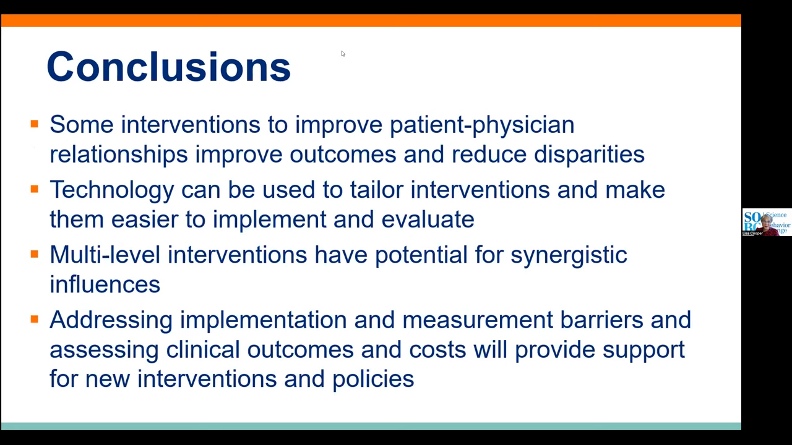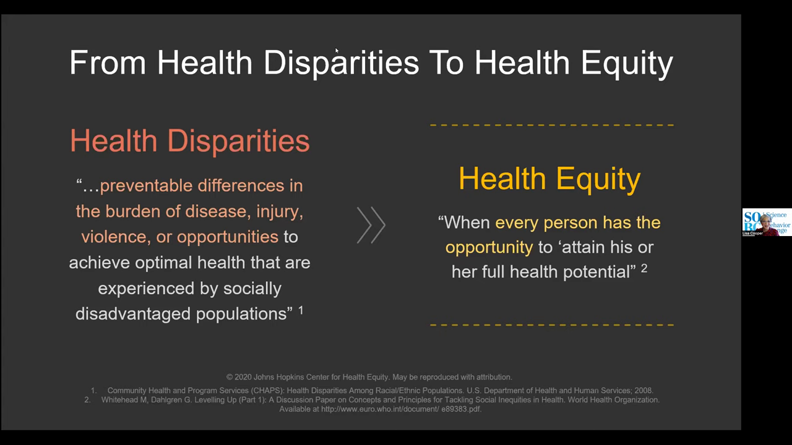So in conclusion, some interventions to improve patient-physician relationships do improve outcomes and reduce disparities. We're learning now that technology, things like using the EMR, can actually be used to tailor interventions and make them easier to implement. We're learning that multi-level approaches have the potential for synergistic influences, and that if we address these implementation and measurement barriers, and we also assess clinical outcomes and costs, that will provide support for new interventions and policies. So I'm going to close by saying, if we do this, we can finally reach our vision of health equity.